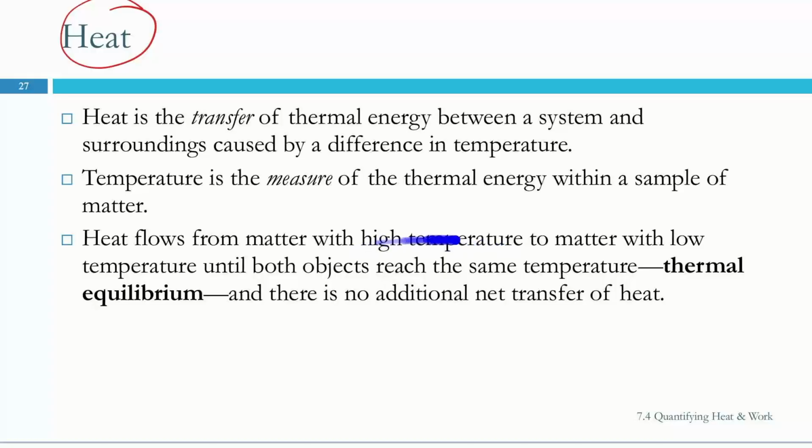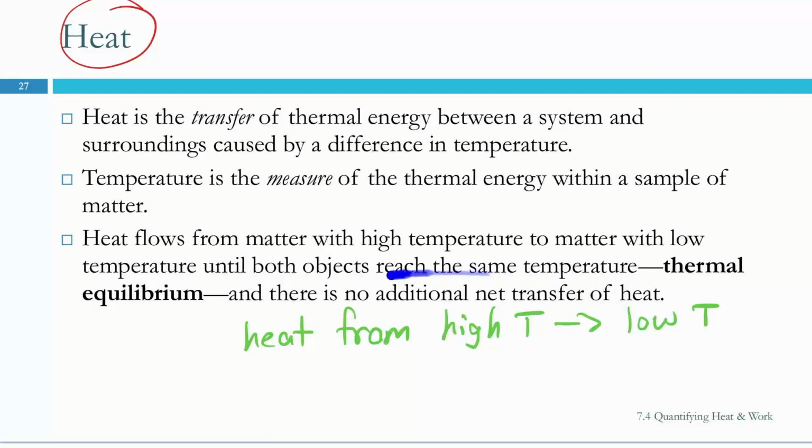Heat is going to flow from high temperature, heat goes from high temp into the thing that has low temperature. This is how ovens work. This is how you cook stuff. The heat is going into the thing that has the lower temperature. This will go until they reach the same temperature, which is thermal equilibrium.